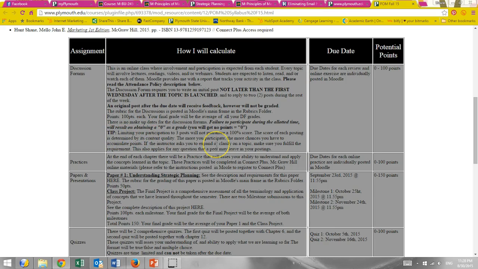Limiting your participation to 3 posts will not guarantee a 100% score. The score of each posting is determined by its content quality. The more you participate, the more chances you have to accumulate points.